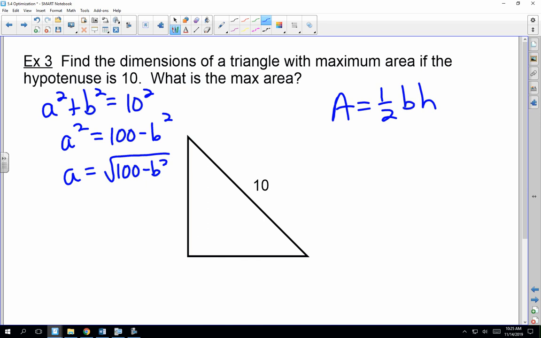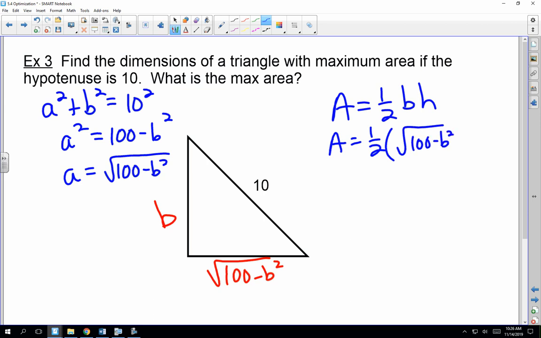So if I call this b right here, and this down here a gets replaced with square root of 100 minus b squared. This is the first of my somewhat messy ones. So b times square root of 100 minus b squared. So I use the Pythagorean theorem to get my equation in terms of one variable. It will look like this: A equals 1/2 square root of 100 minus b squared times b.